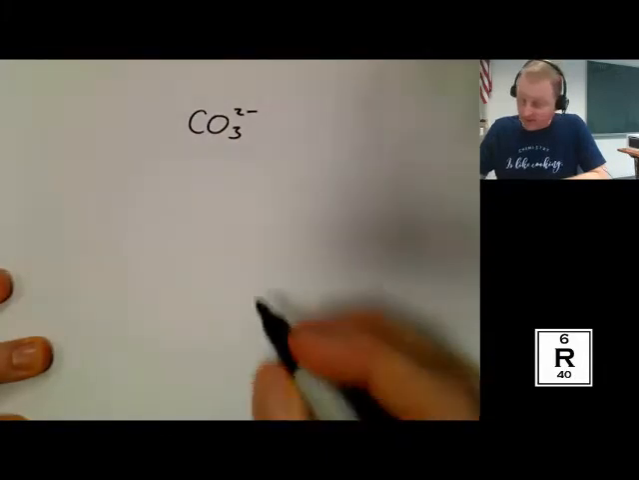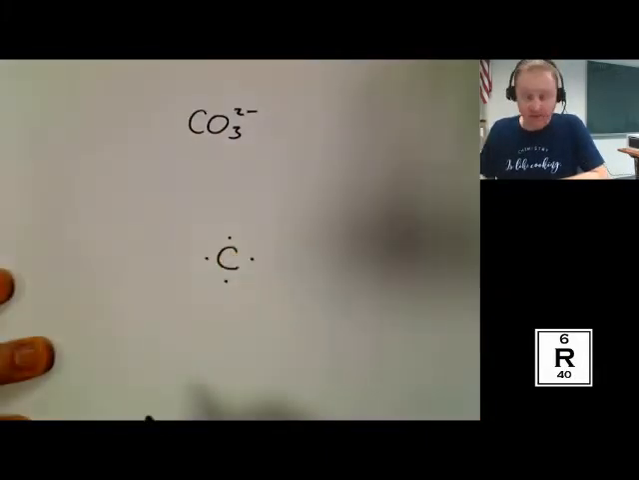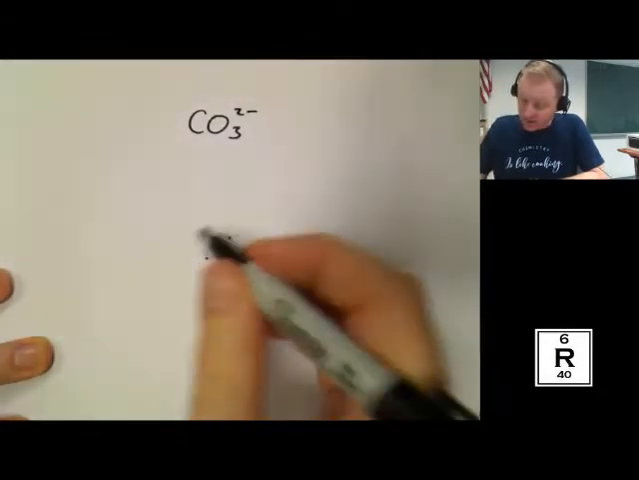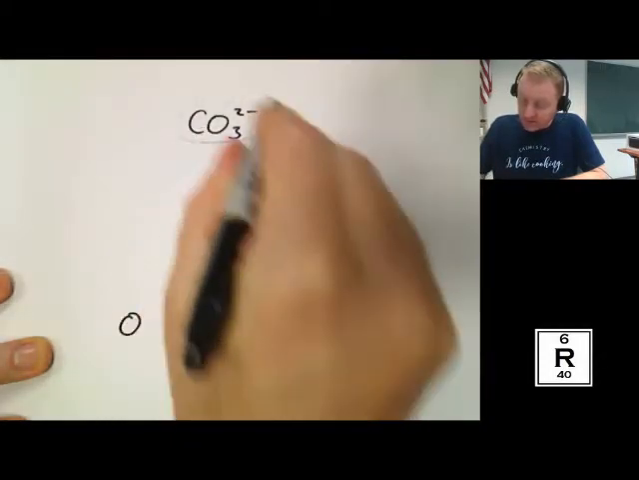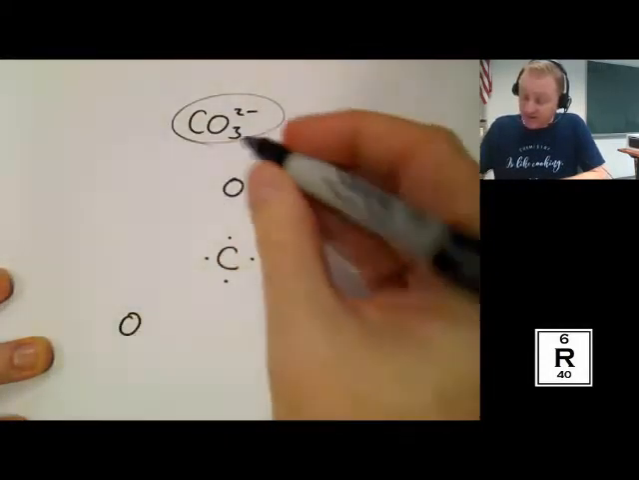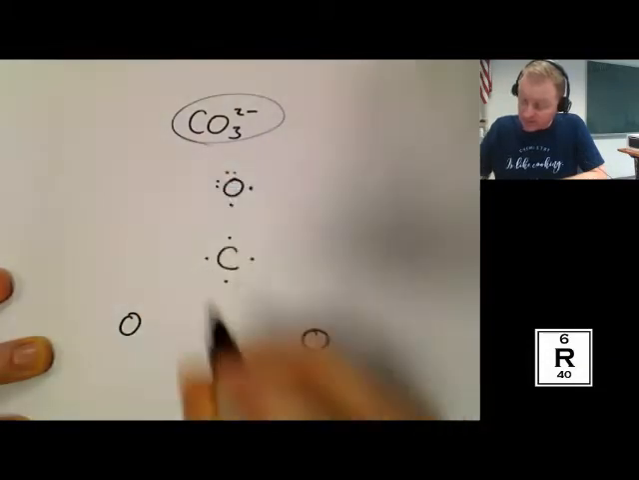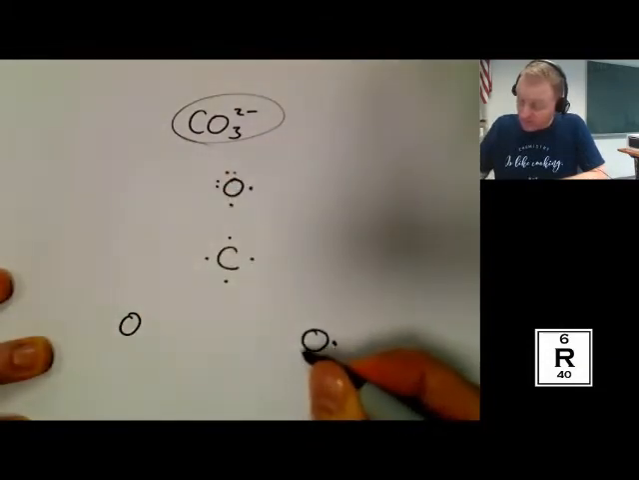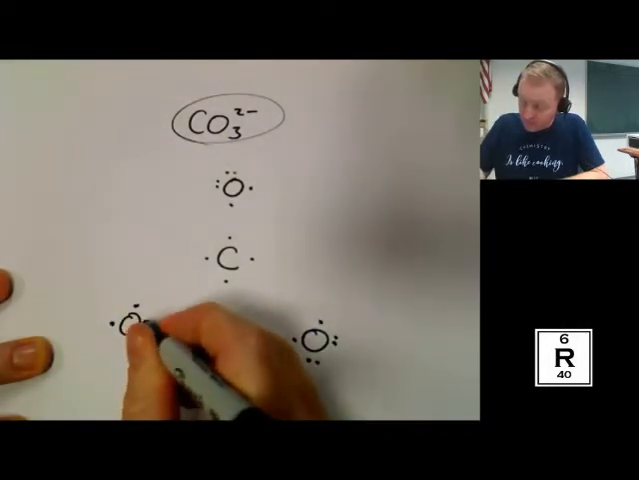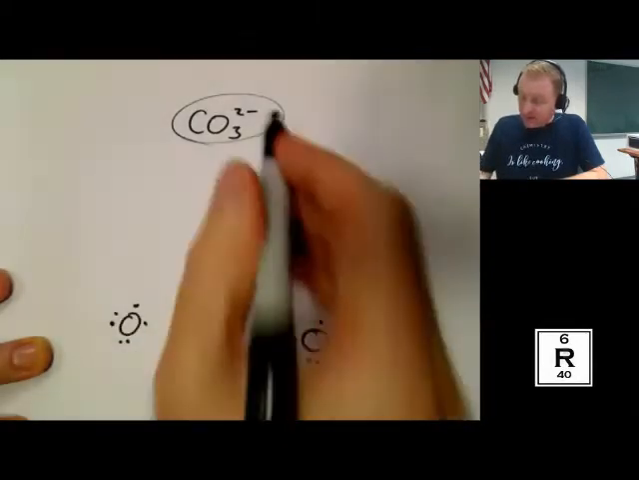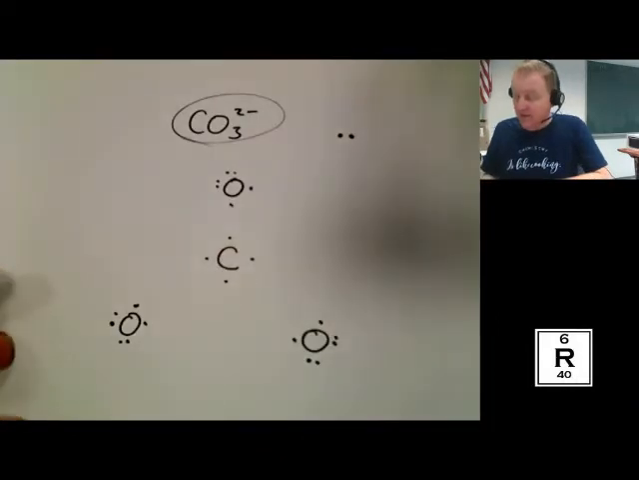Carbonate is CO3 2-. That means you've got a carbon with four valence electrons. Check your periodic table to make sure. You have three oxygens. We've got one, two, three oxygens, and the oxygens have six valence electrons. So we're going to say 1, 2, 3, 4, 5, 6, for each oxygen. And carbonate also has a negative 2 charge, so I'm going to put two electrons in the bank. That means I have to use them somehow.